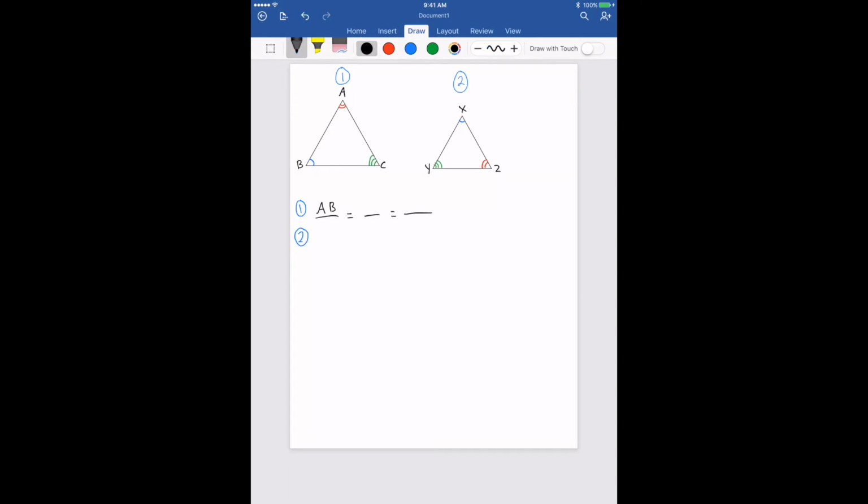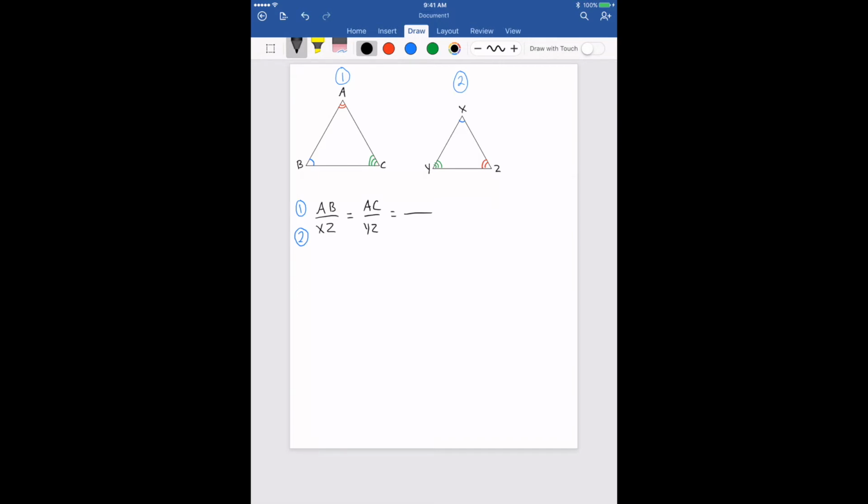So AB is lying across from that green angle C. If you look at triangle 2, the angle that corresponds to angle C from triangle 1 is angle Y, and angle Y sits across from side XZ. Okay, let's work with side AC in triangle 1. That is across from the blue angle B in triangle 1. In triangle 2, the blue angle X is corresponding to B, and it's across from side YZ.